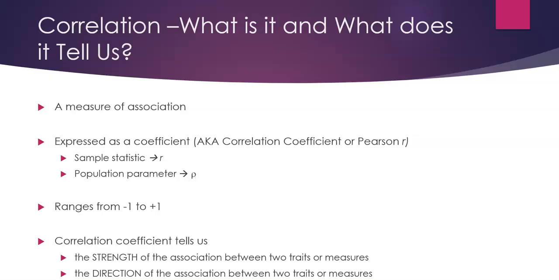Correlation coefficients range from -1 to +1, all right? And any value can fall in between -1 and +1. And what they tell us is two things. Correlation coefficients tell us about the strength of the association between two traits or measures. So how strongly related are these two variables or traits? And they also tell us about the direction of the association between the two traits or measures. And I'm going to get into this in a little bit more detail in this next slide, so don't worry if you're not keeping up just yet.